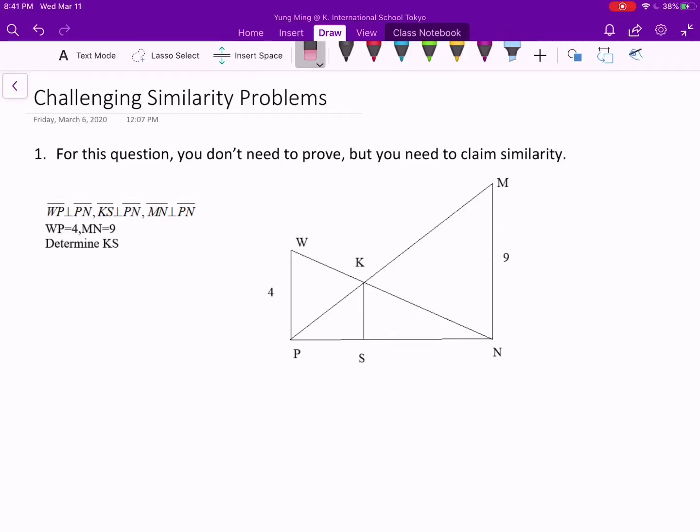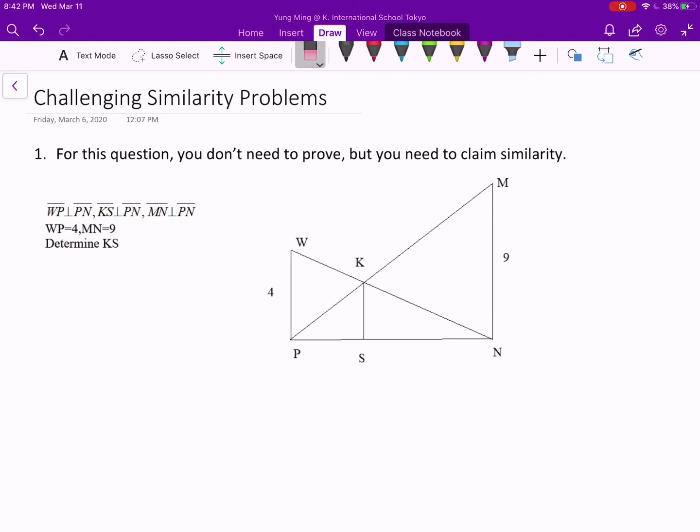Today we're going to talk about only two challenging similarity problems. The first one is a little bit challenging. The second one is super challenging. Sometimes the question will ask you to prove. Sometimes the question will say you don't have to prove or you don't have to say anything at all. You can just use the similarity. But sometimes we're somewhere in between. Like in this case, you don't have to prove, but you actually need to claim the similarity. That means you actually have to write down which triangles you're actually looking at.